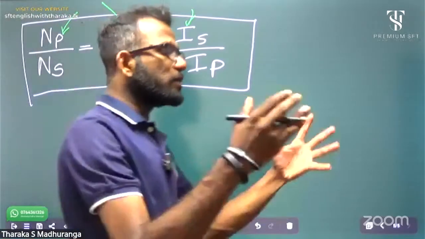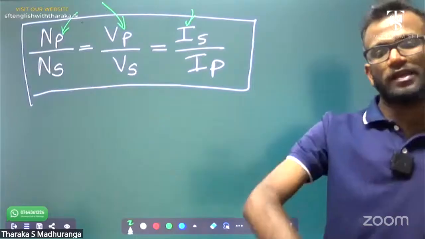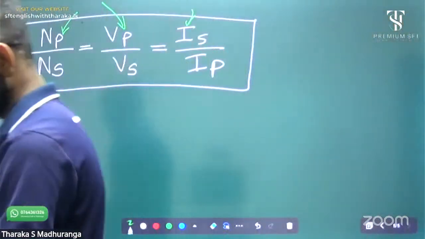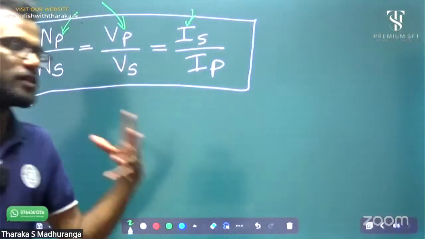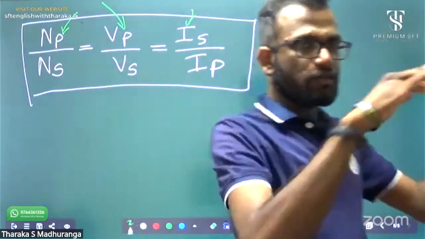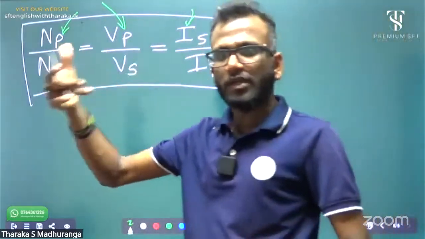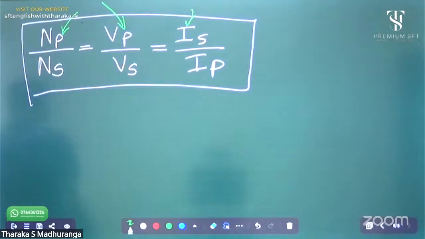Only for current, the primary and secondary will be changed. For number of turns and voltage, it is the same ratio, but for current, it will be changed. That's the only thing you need to remember.